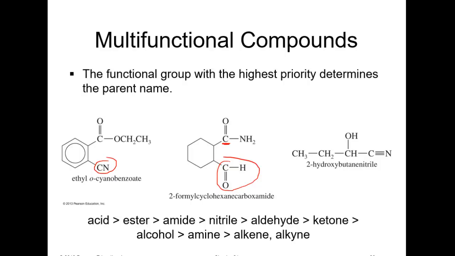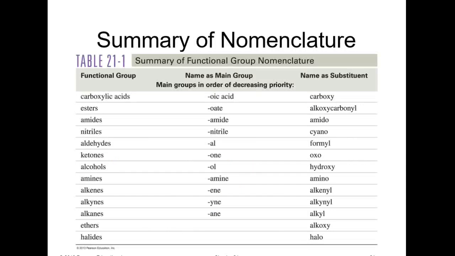So here's the priority: acids, esters, amides, nitriles, aldehydes, ketones. Again, we're not going to worry about that too much. This is a nice little chart. This is a summary of the nomenclature of everything we've learned through the past 21 chapters. Kind of neat. You can see what everything is. It even has it in the order of priority. But again, it's based on what group is more oxidized.